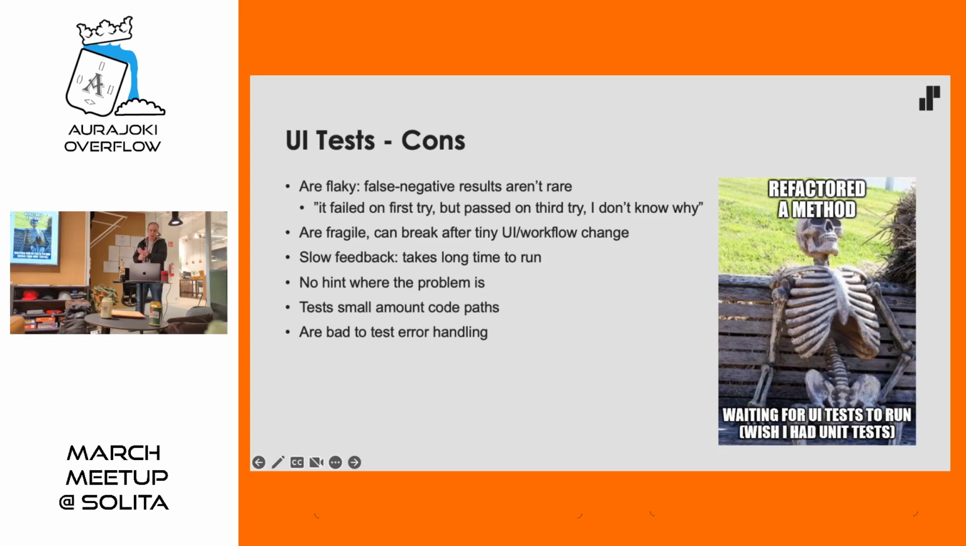And also, they are really fragile. If you change just some small thing, the workflow can break, and it might be quite hard to notice what's wrong. It might be that there was a button with buy and then some product name that was added to that, and the test was failing. So it might be quite a small thing that makes the whole test fail.